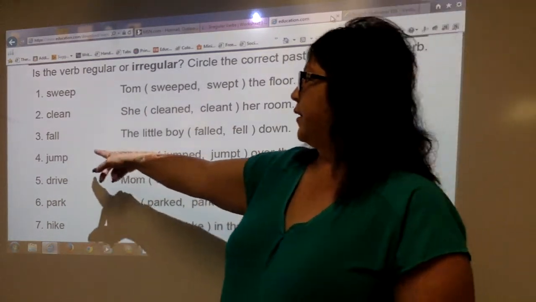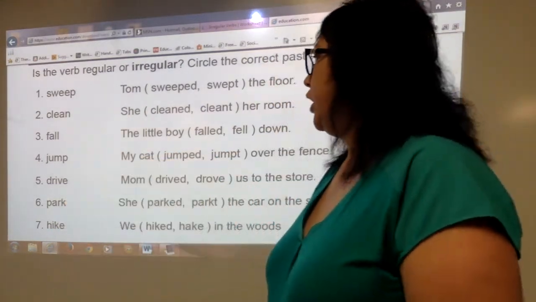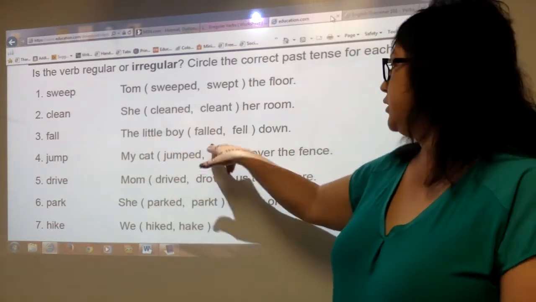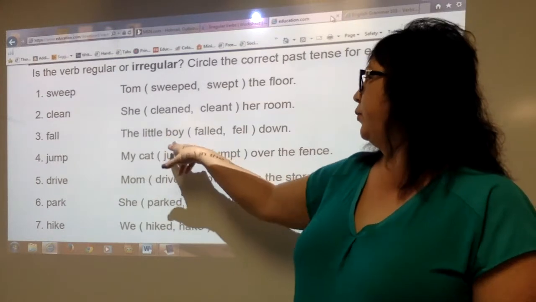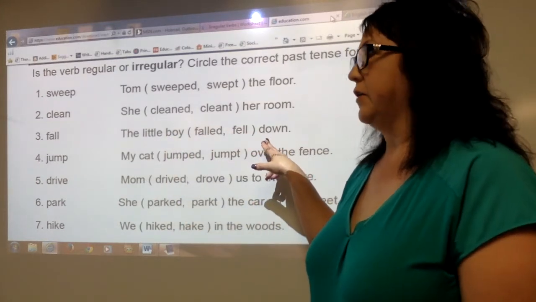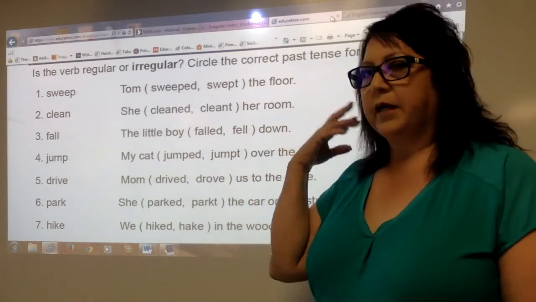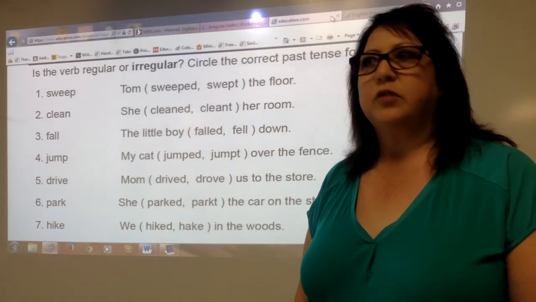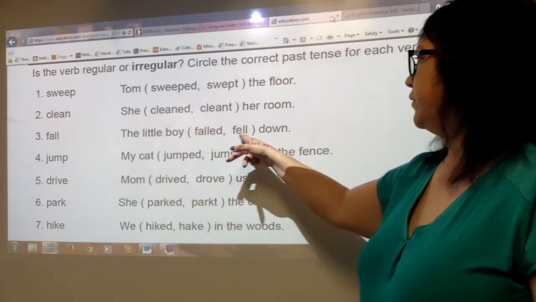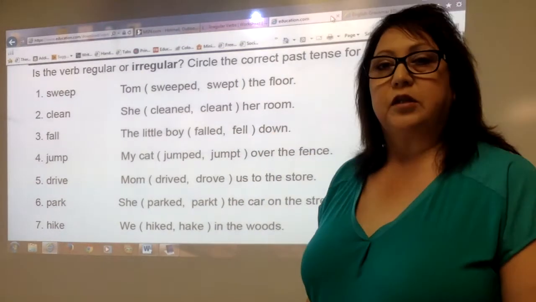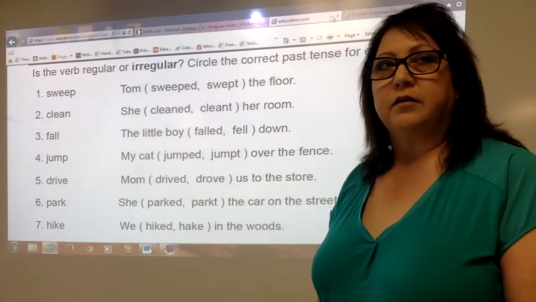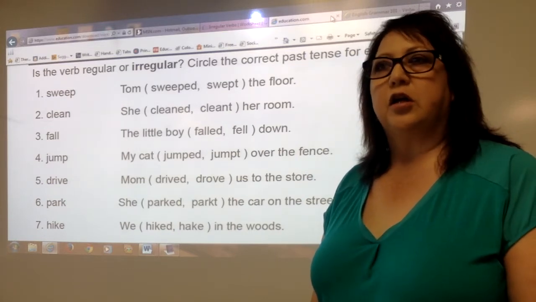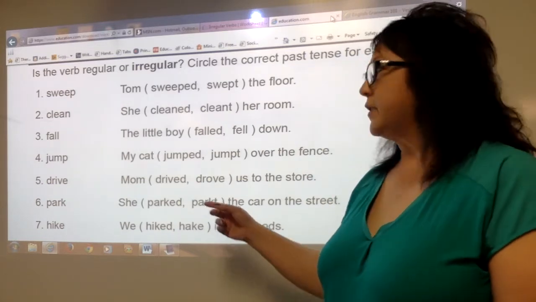Okay, moving on. Number 3, fall. The little boy falled down, or the little boy fell down. Which one makes more sense to your hearing? Which one do you feel would be the best one to use? Go ahead and circle that. Good job. I like the way everybody's focusing, paying attention on our lesson.